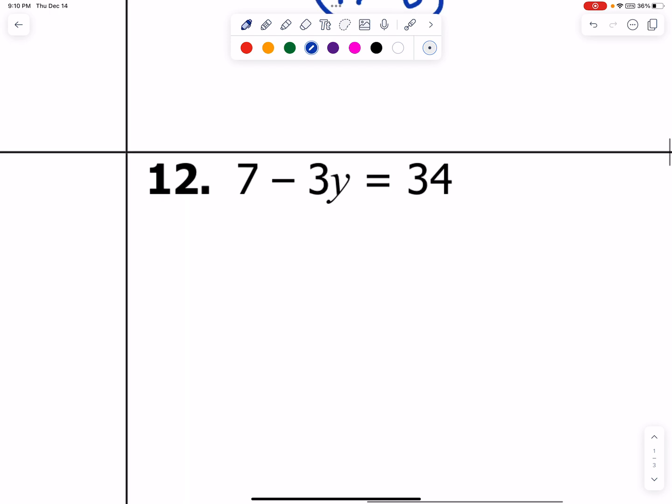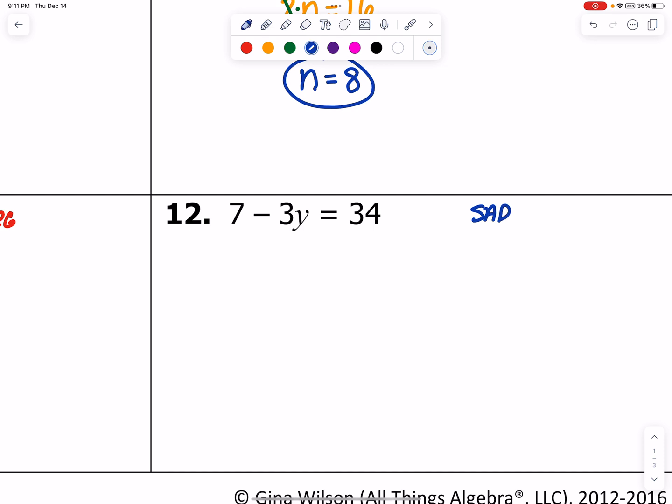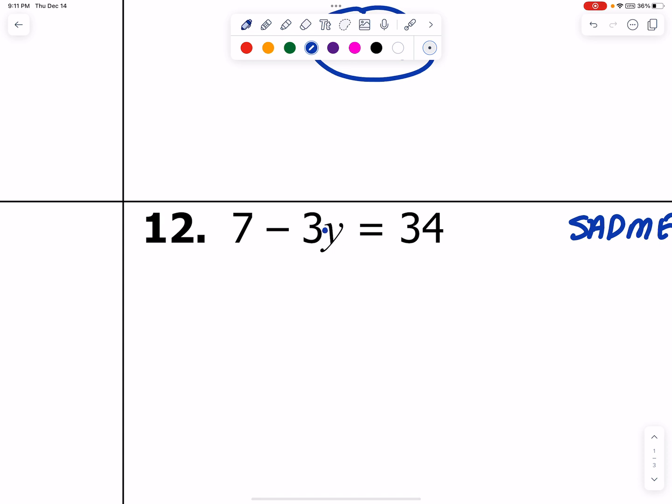Let's go ahead and look at number 12. Do I have any addition or subtraction? Well, this is a little bit tricky here. When we're thinking about your SAD MERG, here's what we have. This is a negative 3 times y. This really is 7 minus 3y, but we have to figure out how to get rid of this thing right here.